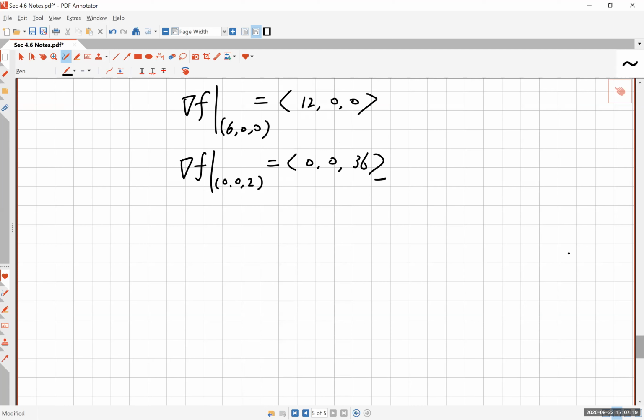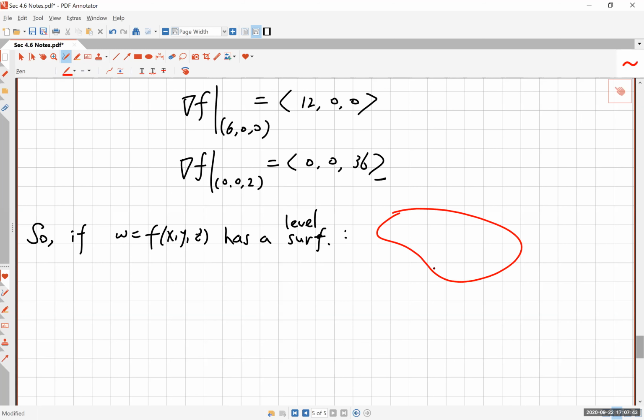All right, so the one last comment I was going to tell you is this. If you have a w, which is a function of x, y, z, that has a level surface, and the level surface is going to be something like this, okay? It's maybe a closed surface, maybe it's not, but anyway, if you have this, then the gradient will always be perpendicular.